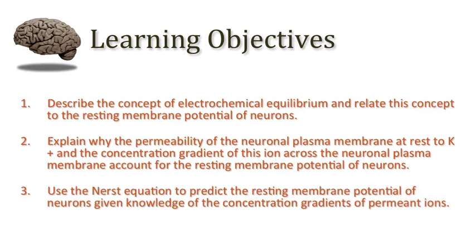I want you to do so in a rather formal way. I want to introduce to you something called the Nernst equation and challenge you to use the Nernst equation to predict the resting membrane potential of neurons, given knowledge of the concentration gradients of permeant ions. Okay, well, let's begin.